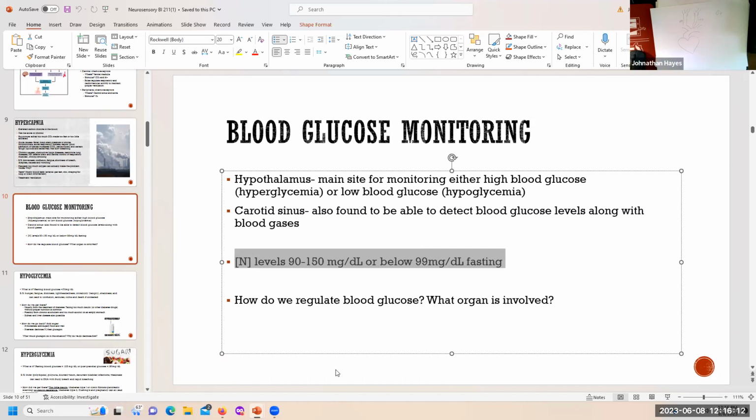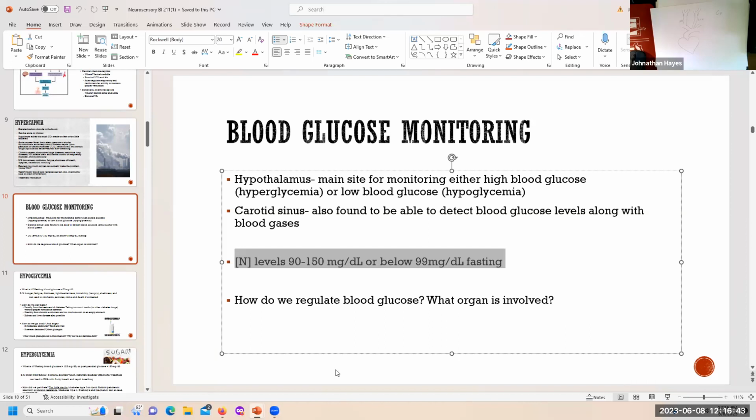But what happens if they're too high? What happens if they're too low? Both can be problems, right? So if they're too high, that could eventually lead to acidosis, right? It could cause nerve damage. It can cause damage to the eyes, right? So vessel damage, make the kidneys work harder. If it's too low, I can't produce enough energy. So I'm going to feel faint. I'm going to feel weak, fatigued, all that kind of good stuff. So obviously this is one of those things we have to monitor all the time.